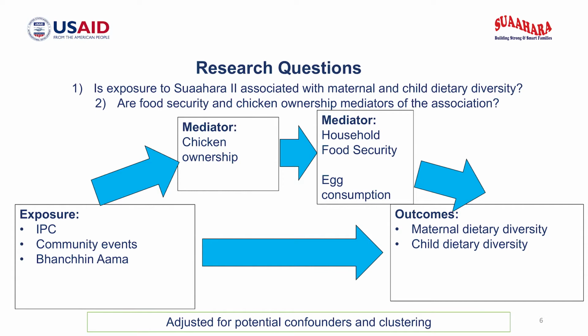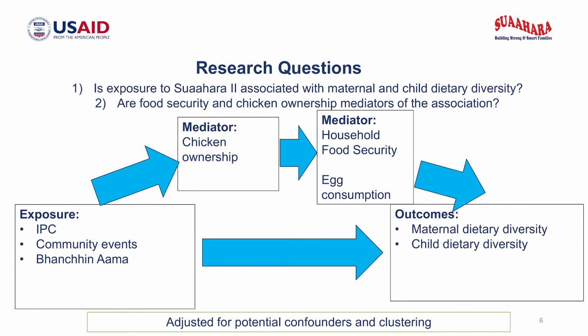So the research question that we have is whether there is any relationship between exposure to the program and dietary diversity for mothers and children, the main horizontal pathway that you see in the diagram. This is a main program outcome that we are hoping for. We're also curious about different pathways through which that impact might be achieved.